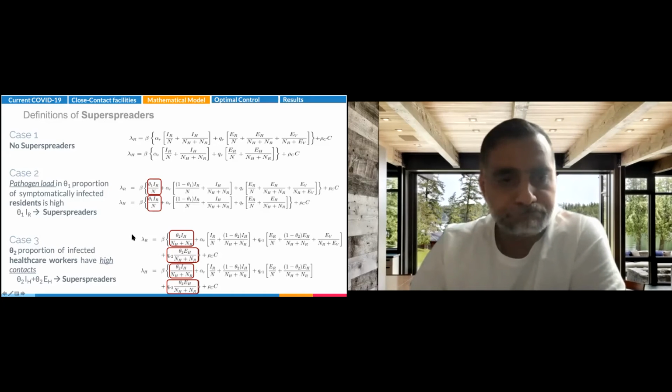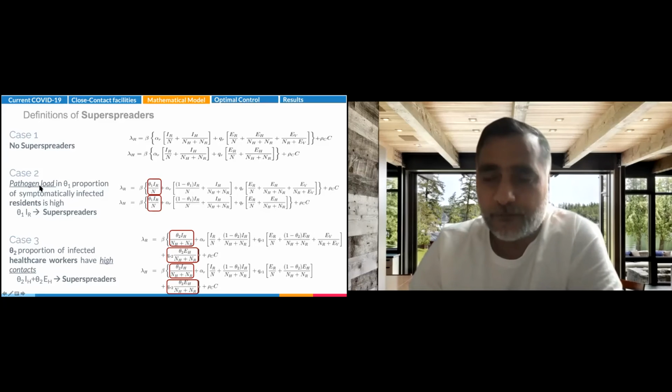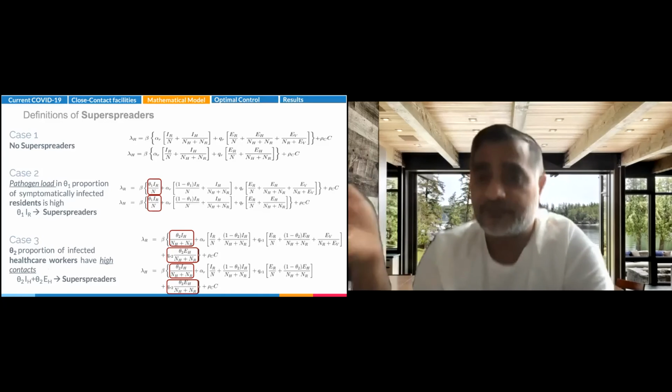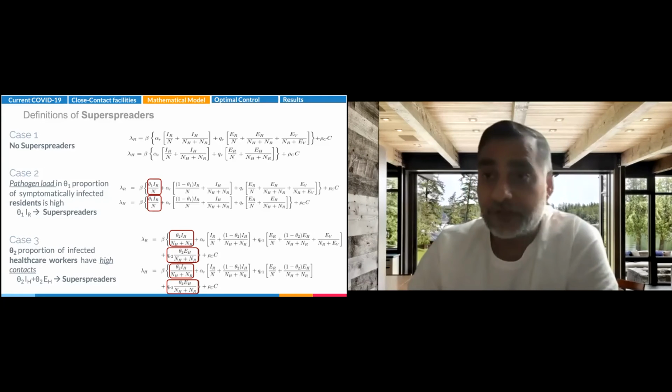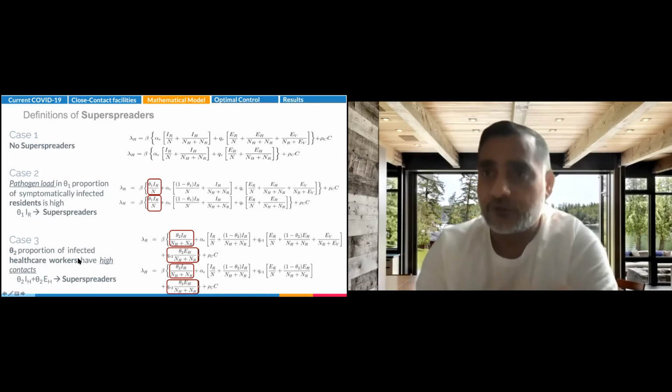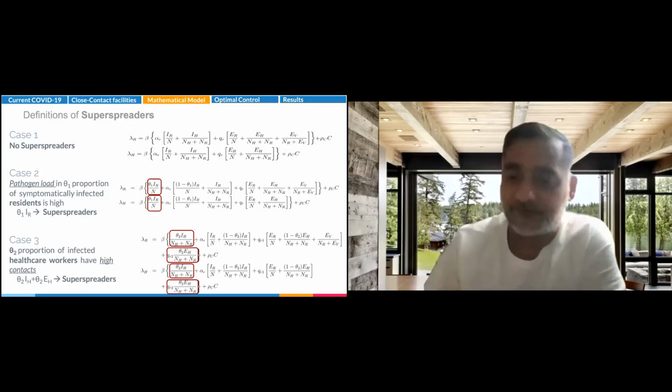So again, there were two different definitions: pathogen load and high contacts. Since we are modeling long-term care facilities like nursing homes, the pathogen load should be higher in older people who are residents here. So in case two, we took the resident population as the super spreader. Whereas in case three, healthcare workers, their job is to cater to many patients, many elderly, every day. And therefore we termed healthcare workers, based on high contacts, as super spreaders there. So very thoughtful in that regard, based on what has been seen in COVID circumstances.